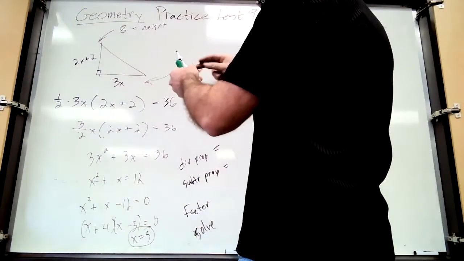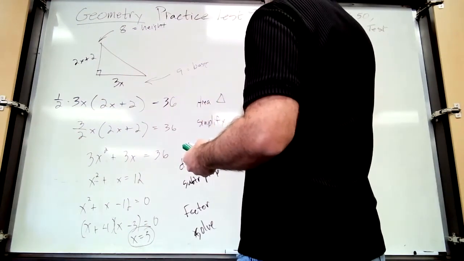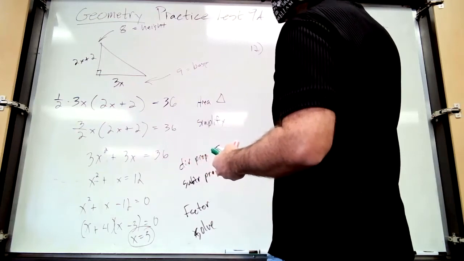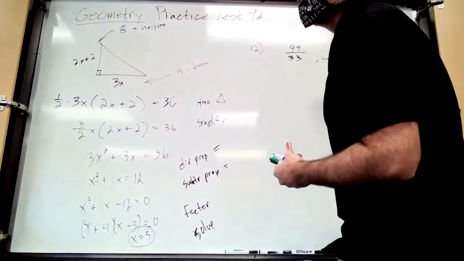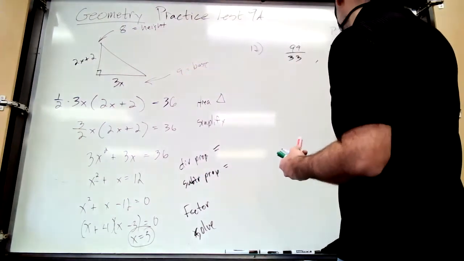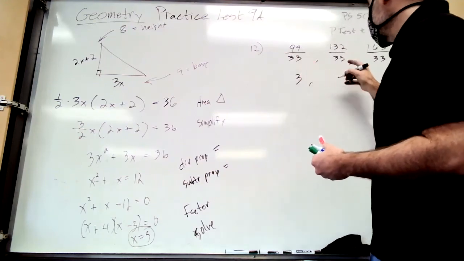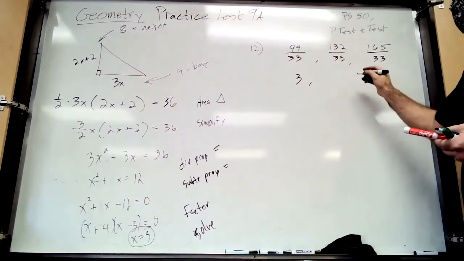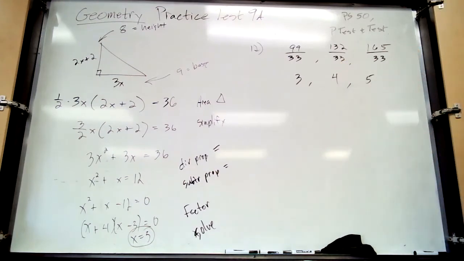So if you take 60, if you divide them all by 33, you get 12, 20, and then 5. Does 33 go in there? It should, right? 4 times. And 33 goes in there 5 times. So it's an equivalent Pythagorean triple of 3, 4, 5.